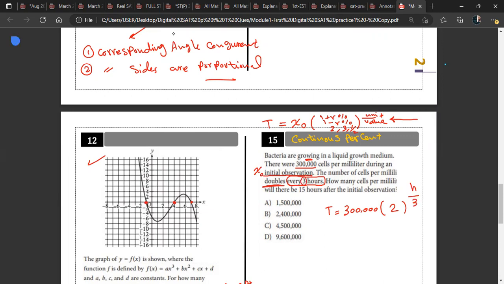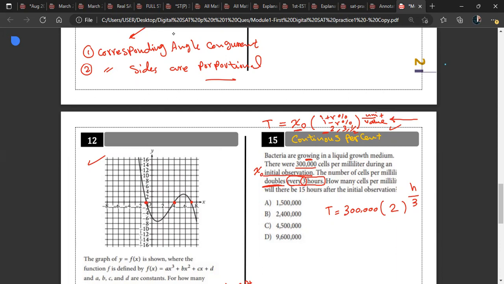This is the rule for continuous percent. Just apply it. Put the initial amount, put the growth rate, and put here the unit over value. Maybe for each hour or every hour, so in this case it will be h only, h over 1 equals h. Every 3 hours, so it will be h over 3.